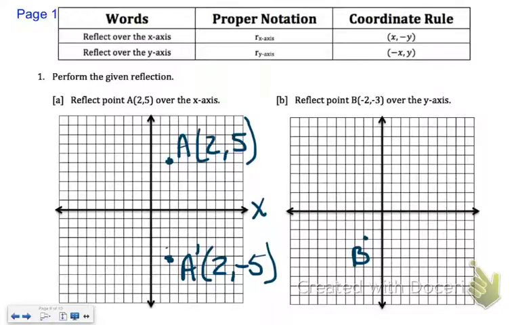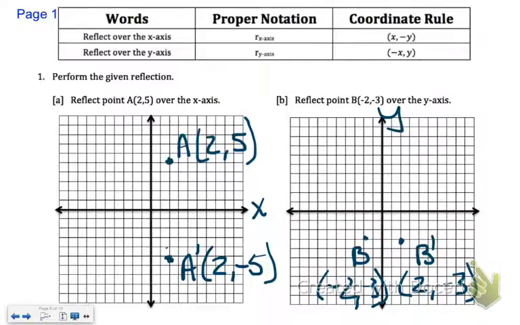For part B, we are reflecting point B, which is at negative 2, negative 3, over the y-axis, which is this vertical line. So since B is 2 units away from our line of reflection, B prime will also be 2 units away on the opposite side. So B prime is now at positive 2, negative 3. So once again, be sure to write out your prime and to label each point with its respective coordinate.